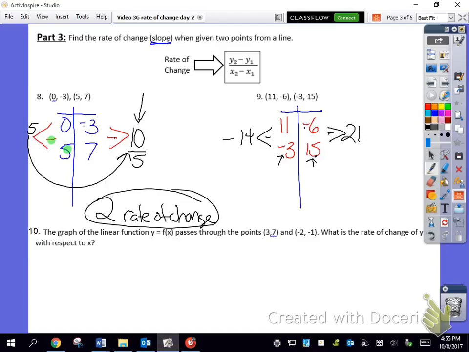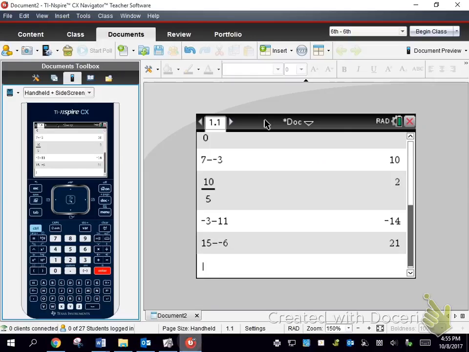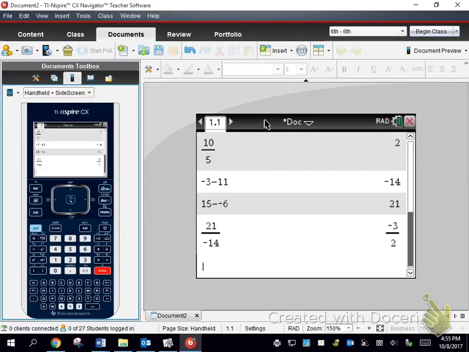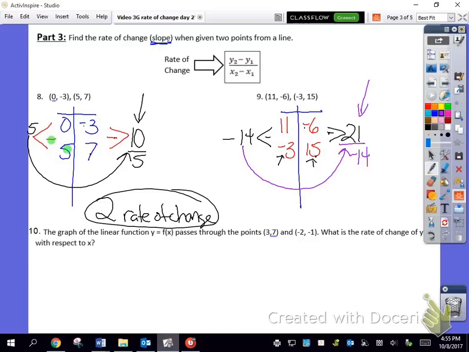Now, after you subtract, you always swing the x underneath the y. Always. And then you're going to enter it from the top down. So 21 divided by negative 14, and you get negative 3 over 2. That is simplified. So negative 3 over 2 is my slope, or rate of change. Those mean the same thing.